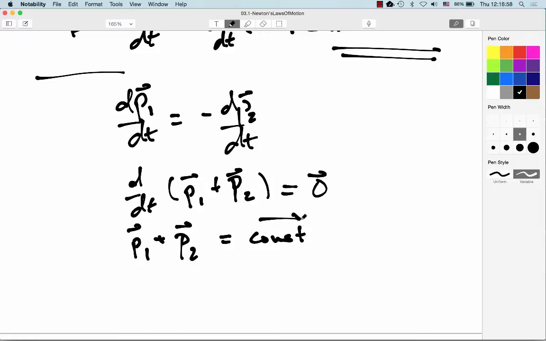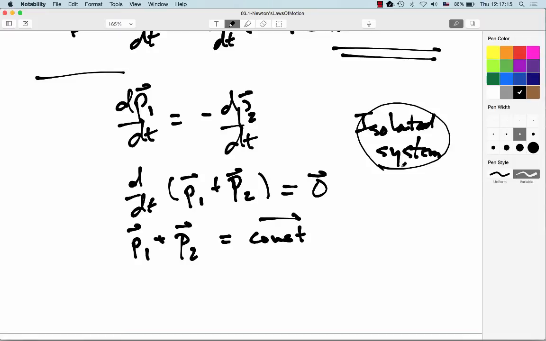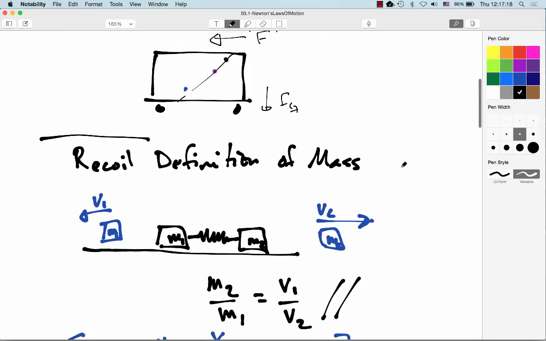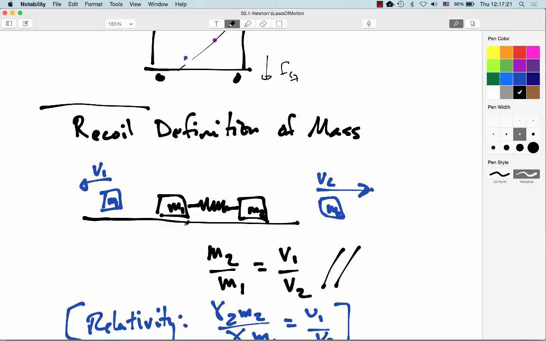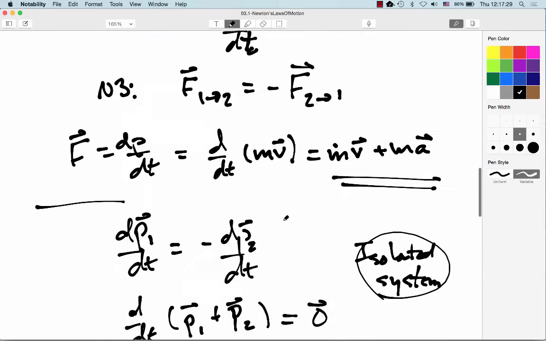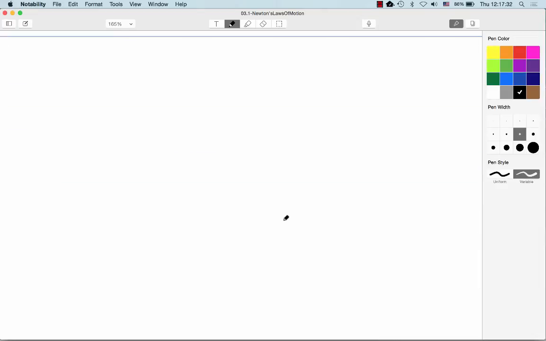So if our system is isolated, the total momentum of two interacting bodies is a constant. But this does require an isolated system. That means no net external force acting on my system. That's to keep it consistent with what Feynman was looking at here. Sure, there's a normal force and there's a weight, but they cancel, so there's no net external force. The system is isolated. Okay, so let's do some quick examples of that just to remember how that works.